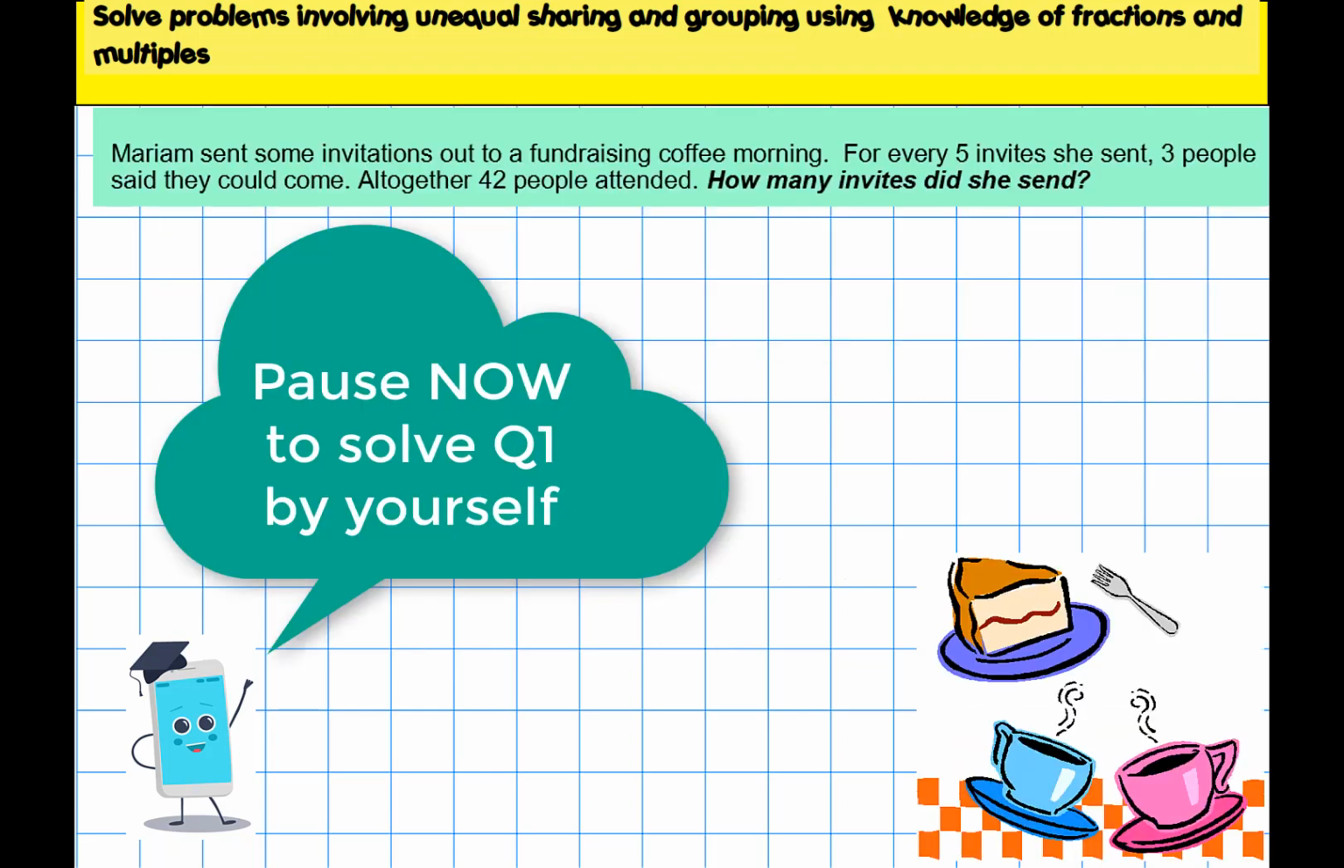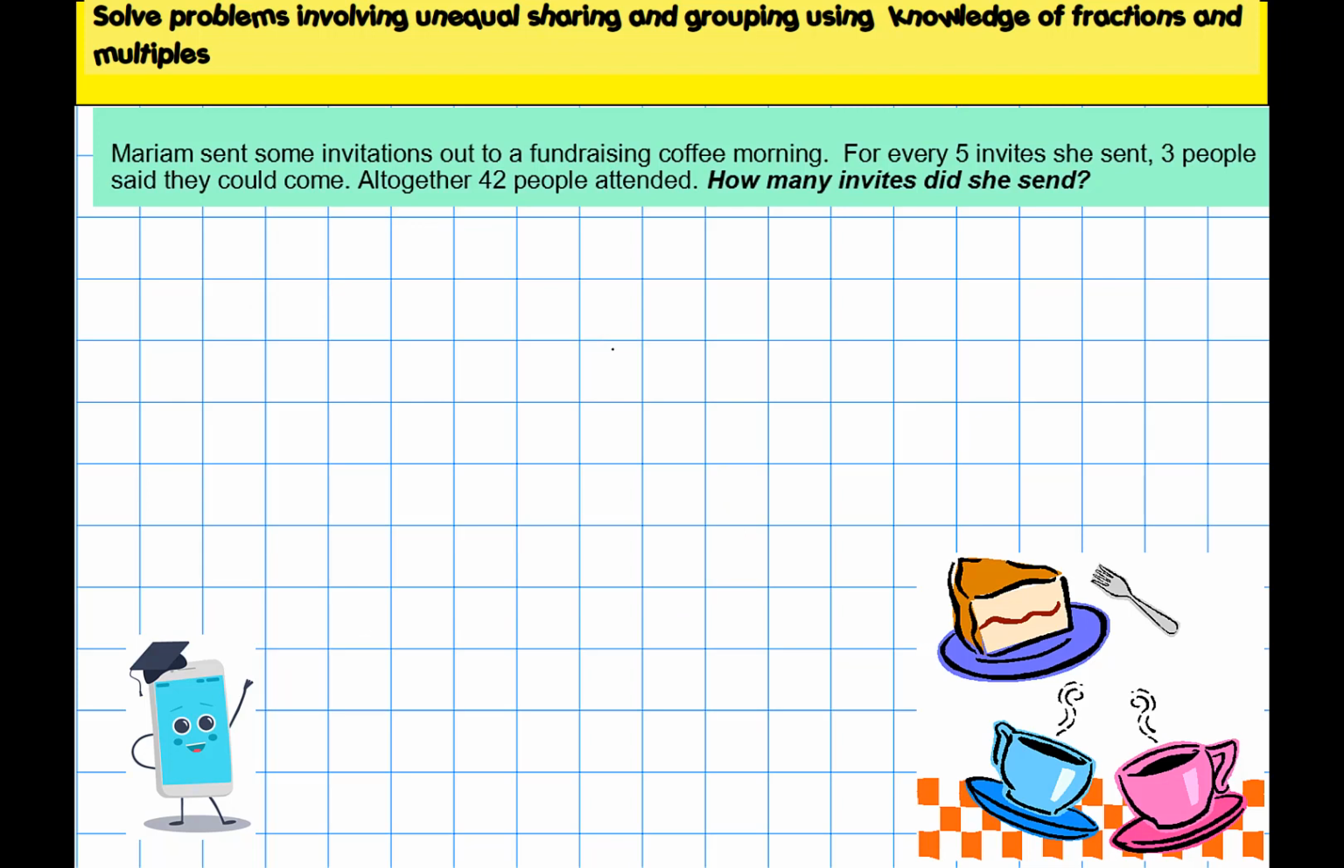So this example is one from your worksheet. So don't watch this video if you want to have a go independently. Otherwise, stay with me and I'm going to talk through how we would approach this. Mariam sent some invitations out to a fundraising coffee morning. For every 5 invites she sent, 3 people said they could come. Altogether, 42 people attended. How many invites did she send?